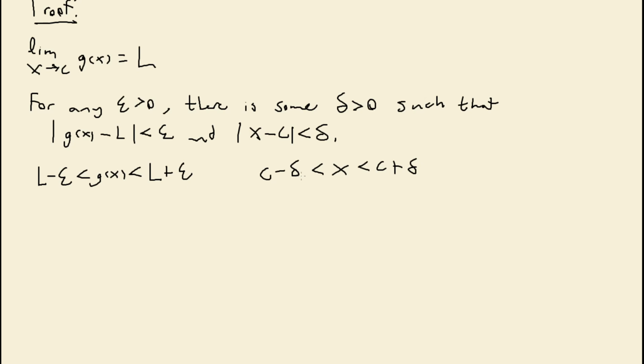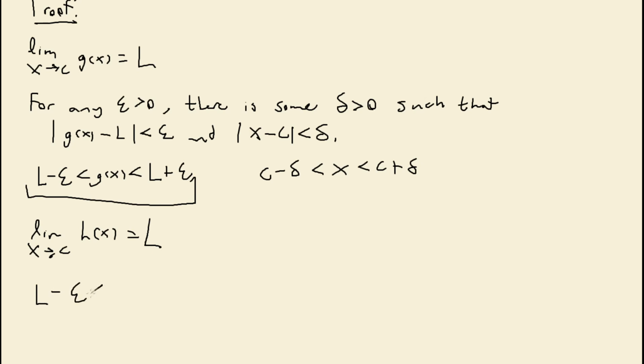And if that's true for any value of epsilon, if there's always some associated delta value that will satisfy both of these inequalities, then we say that the limit exists. And so if we know that the limit exists for g of x, and we also know that the limit as x approaches the same value c of h of x is the same, it's L, then we know that this is true for g of x, and we also know that it's true for h of x.